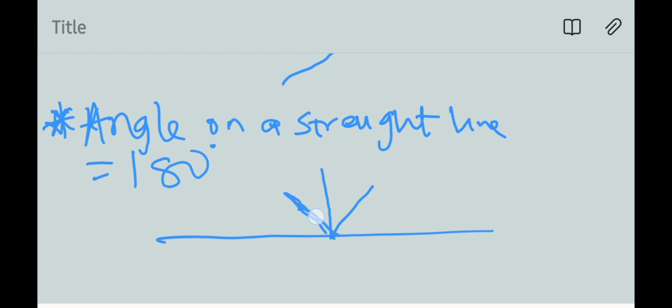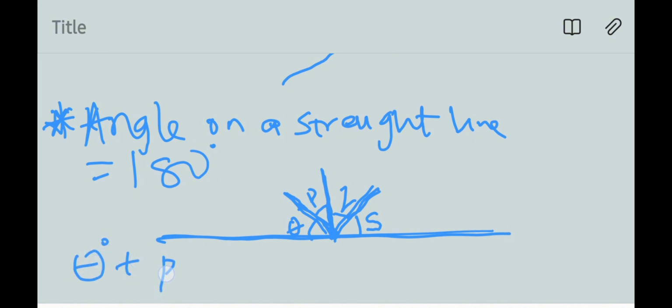From here to this point, there is an intersection, so already there is an angle formed here. And also this line forms an angle here too. Let's say angle P. Here also, this and this form an angle, which is, let's say, angle Z. And this also forms an angle S. So angle on a straight line is just telling us that the sum of all these angles on this particular straight line is 180 degrees. So it means that angle theta plus angle P plus angle Z plus angle S is equal to what?